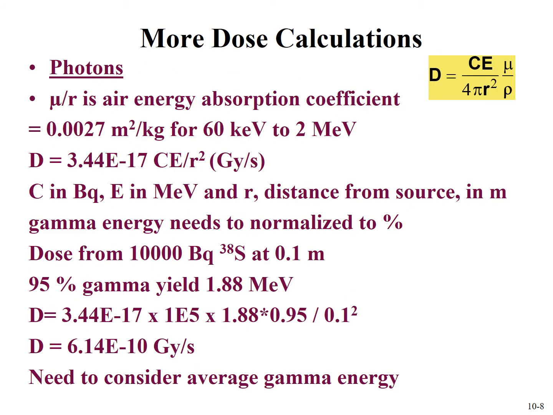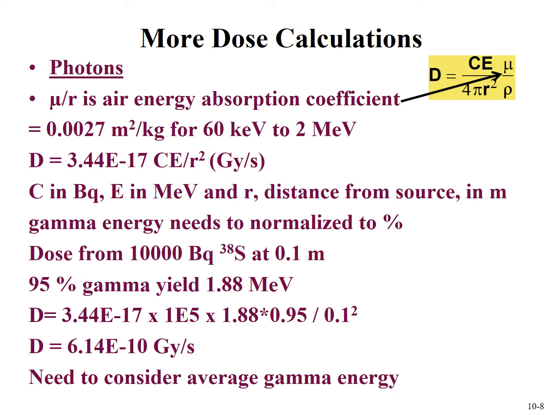We can use a different equation for calculating dose from photons. The equation is listed here, and it contains different terms. One is the air absorption coefficient, mu divided by rho, shown here. This is a coefficient that describes the absorption of photons by air, and the values are listed here. This is generally consistent from 60 keV to 2 MeV. So for most photons that would be released from radioactive isotopes, this value can be utilized.